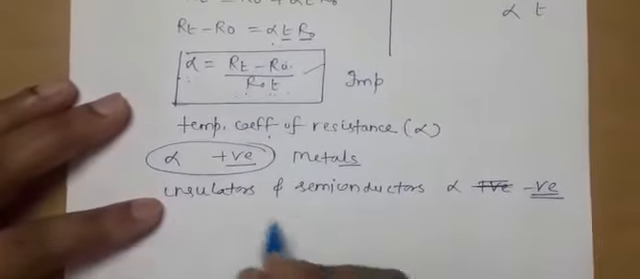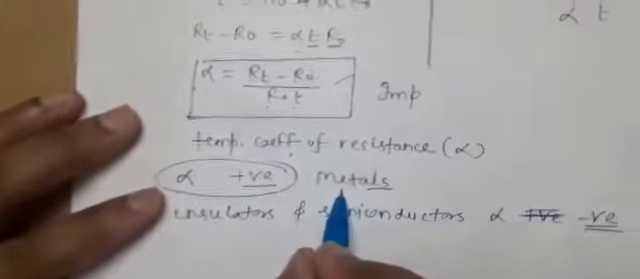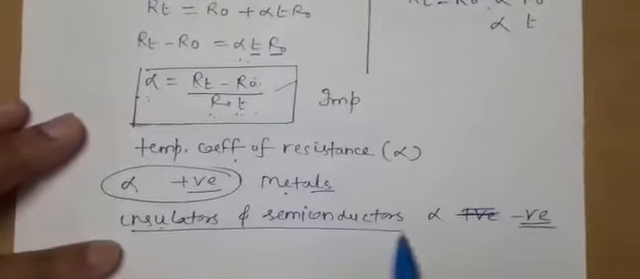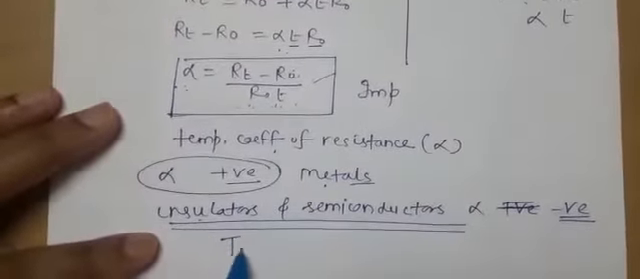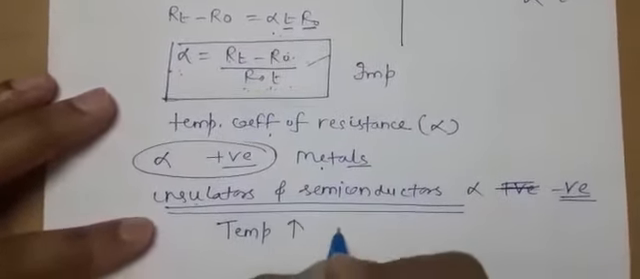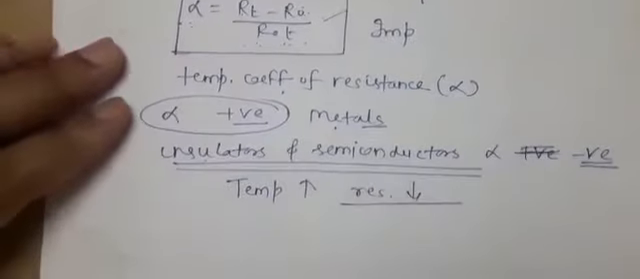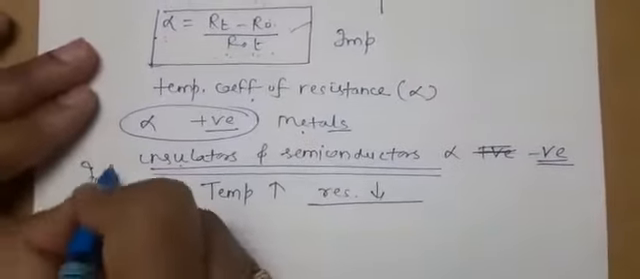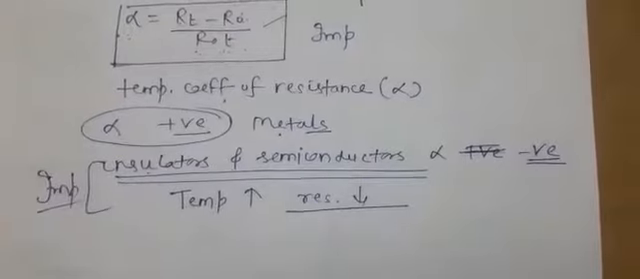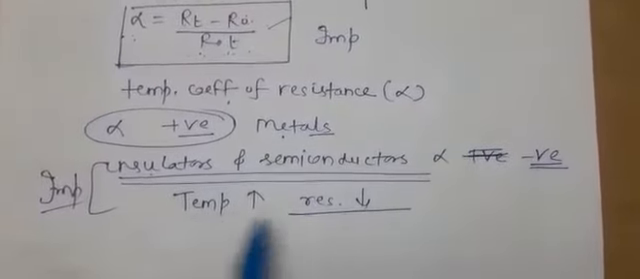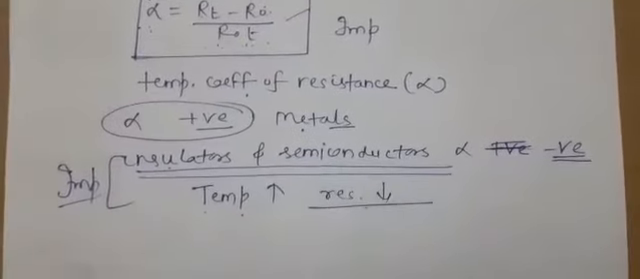So it means for conductors, with the rise of temperature, resistance increases, whereas for insulators or semiconductors, as temperature increases, resistance will decrease. There is an inverse relation in the case of insulators and semiconductors. This can be a question in conceptual problems. Now we will also explain why there is a difference. So here we have introduced the temperature coefficient of resistance.